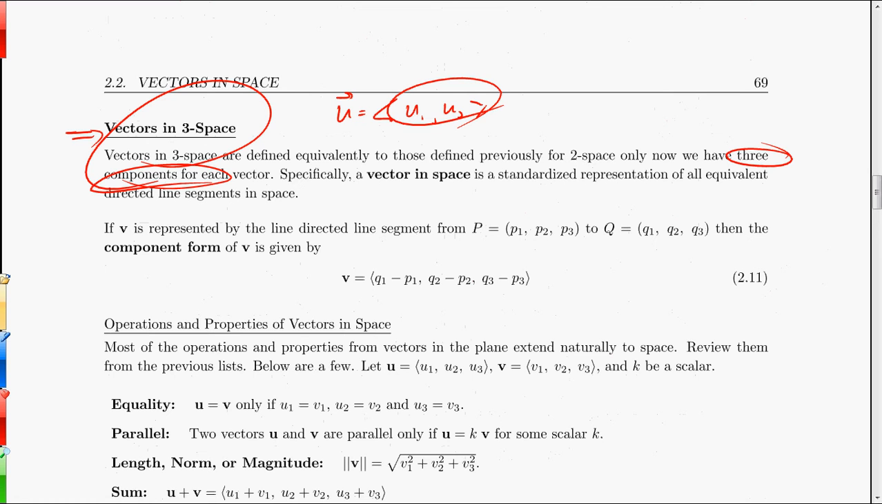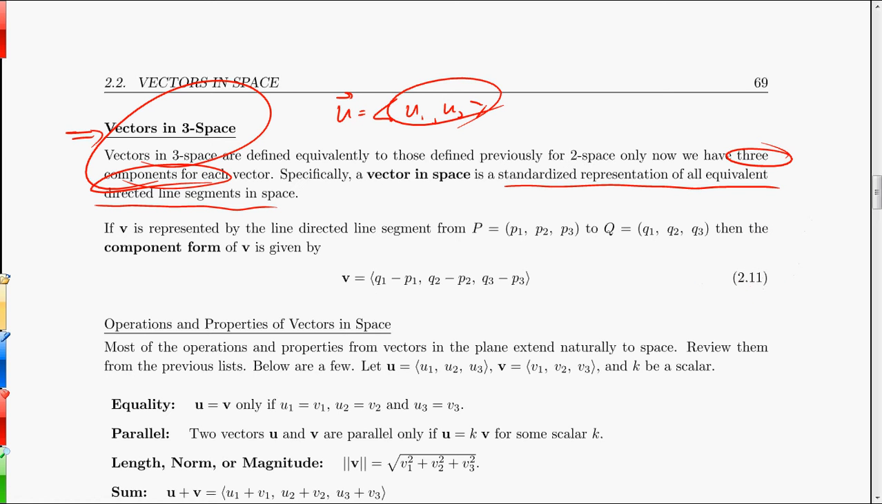And specifically, a vector in space is defined identically as a vector in 2D. It's a standardized representation of all equivalent directed line segments in space. All right, in other words, if this is my space, then this vector is the same as that vector, is the same as that vector, is the same as that vector, provided I was better at drawing vectors that look the same.